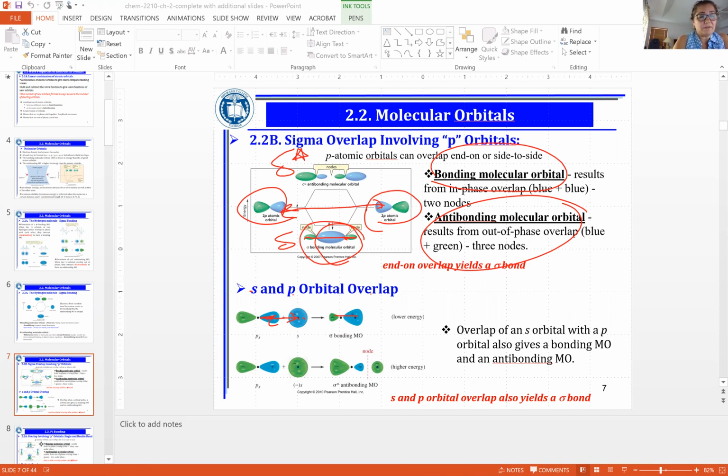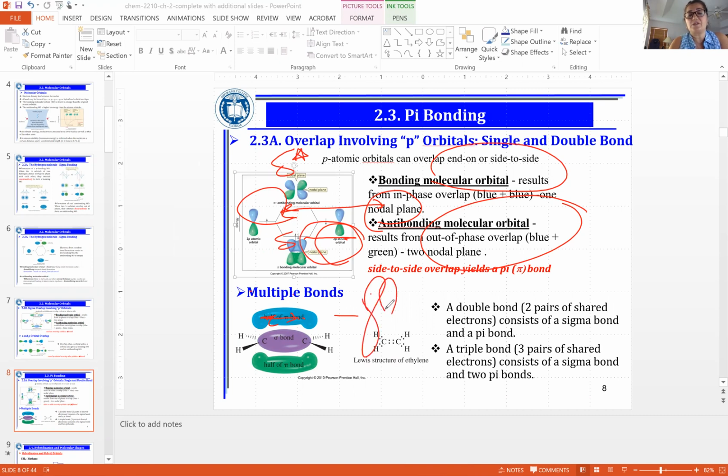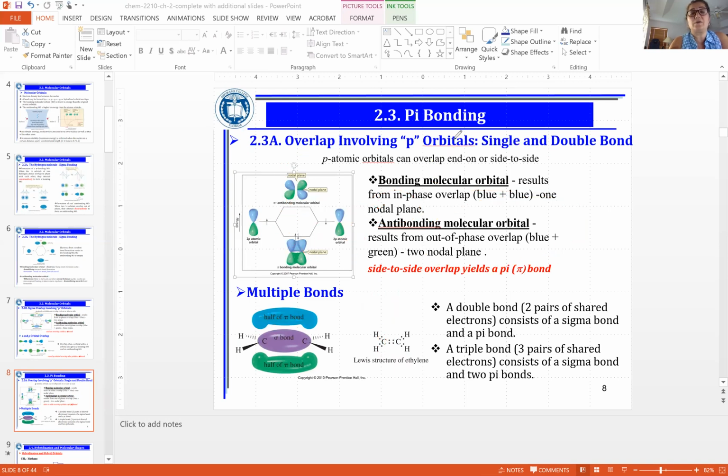What is a pi bond? A pi bond is when you have two p orbitals that overlap side by side. So if you have a p orbital, you have an overlap of the electron cloud up and down. This is like half a pi up and half a pi down, and together that is going to be one pi bond.